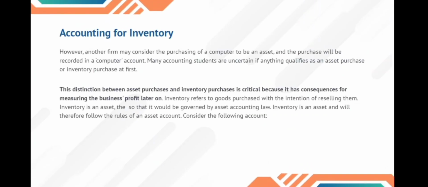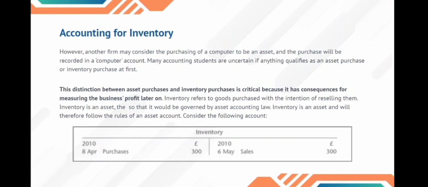However, another firm may consider the purchasing of a computer to be an asset, and the purchase will be recorded in a computer account. Many accounting students are uncertain if anything qualifies as an asset purchase or inventory purchase at first. This distinction between asset purchases and inventory purchases is critical because it has consequences for measuring the business profit later on. Inventory refers to goods purchased with the intention of reselling them.